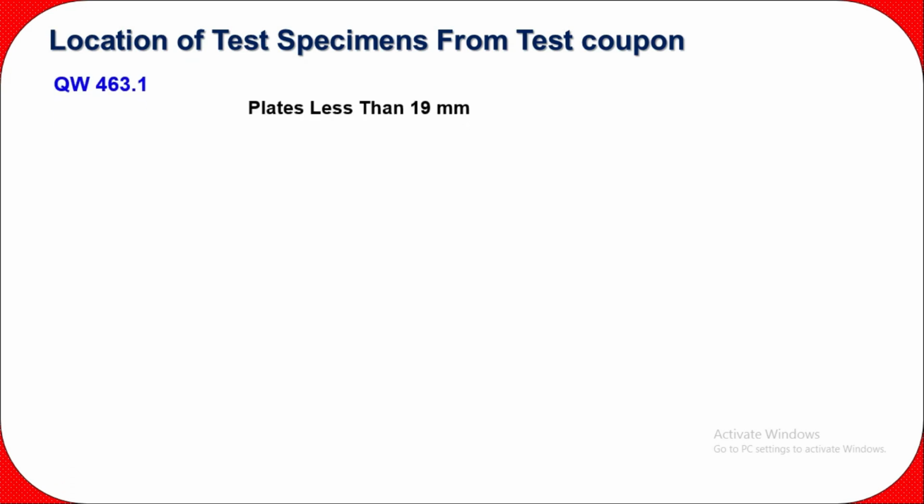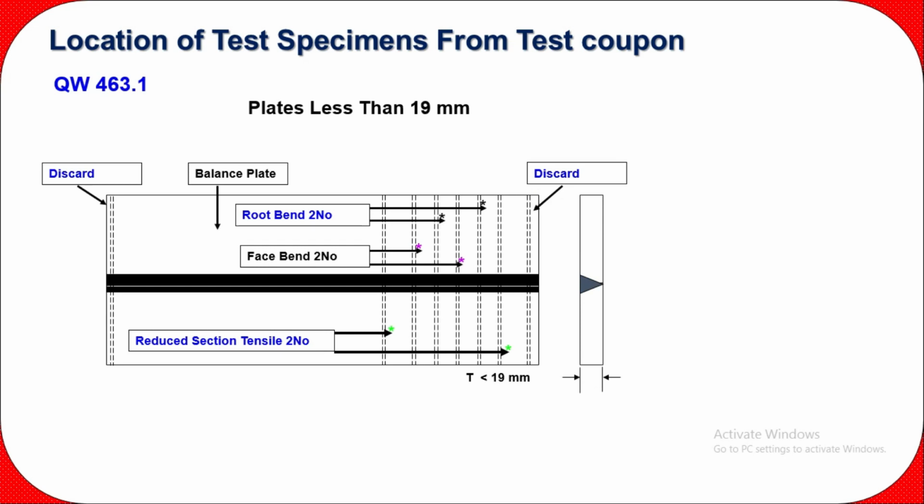Now the location, where you have to mark on the test specimen. If you go to QW463.1 for plate less than 19 mm thickness, this is the disc head. You have to remove this area, the disc head, because this area does not have good welding. The balance plate is this one, so this one and this one.